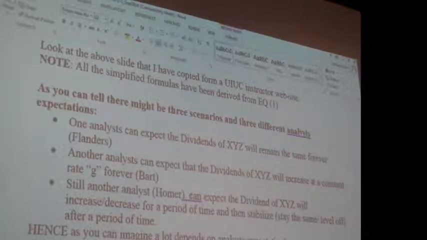So let's look at 1 and 2 again. Assumption for 1, dividends never grow, or the growth rate is 0%. The second one, dividends grow at a constant rate, G, forever. So we'll just look at 2 models, okay? The zero growth model and the constant growth model.